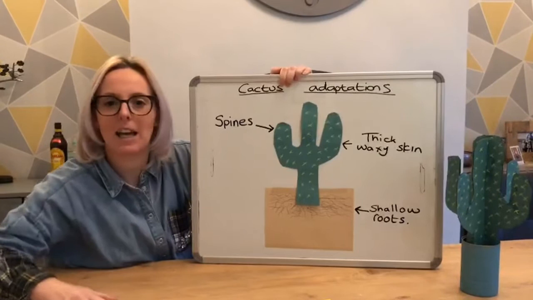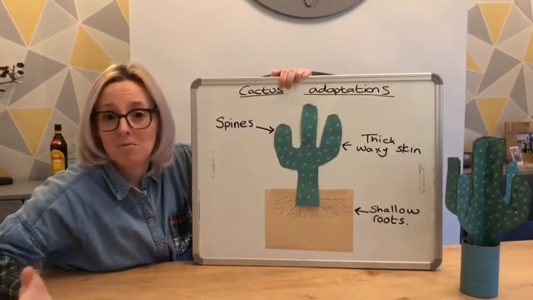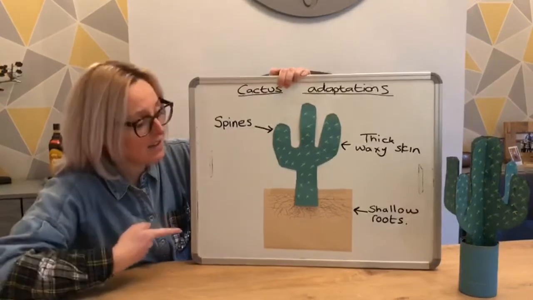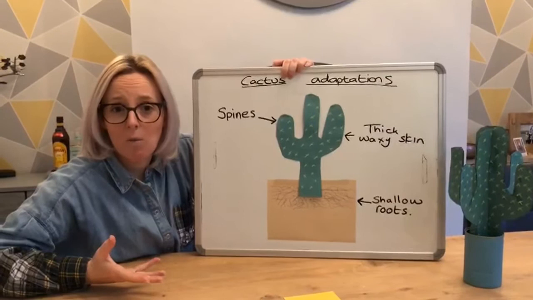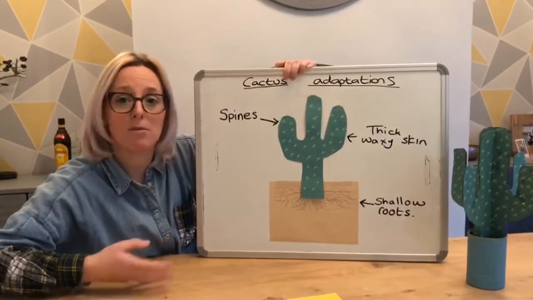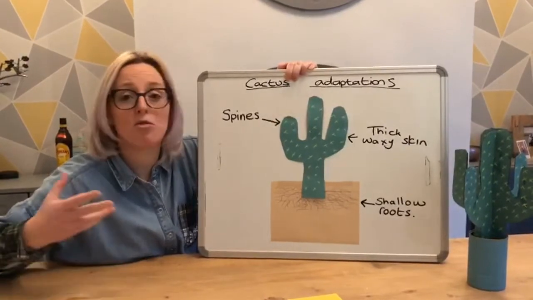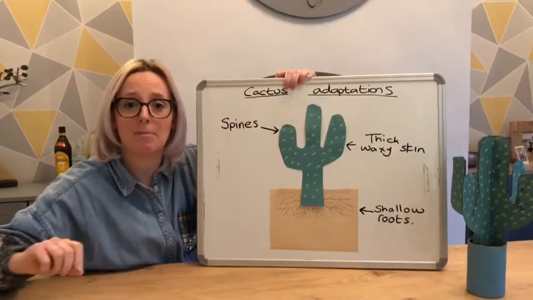Now, this is what I'd like you to do today. Your challenge is to find out some names of some animals that live in the desert. You could also try, why don't you make a desert habitat? You could try to make it out of things that you've got in the home. Maybe draw a picture. And you could show how that habitat is special.